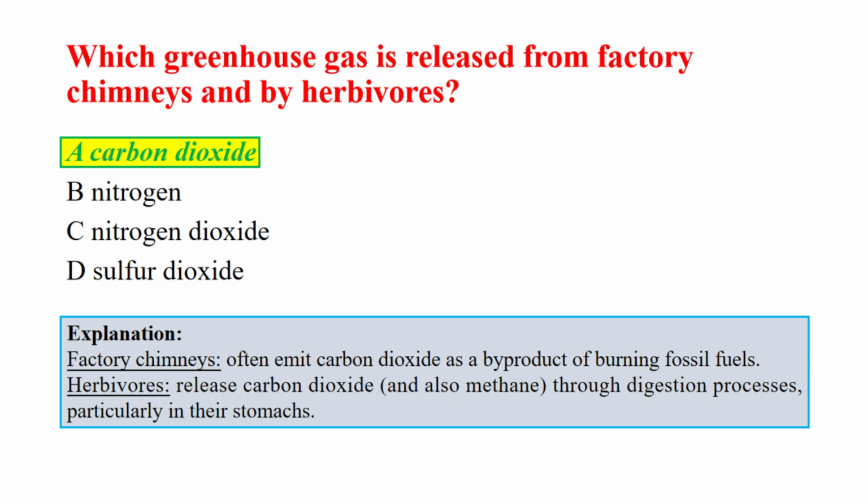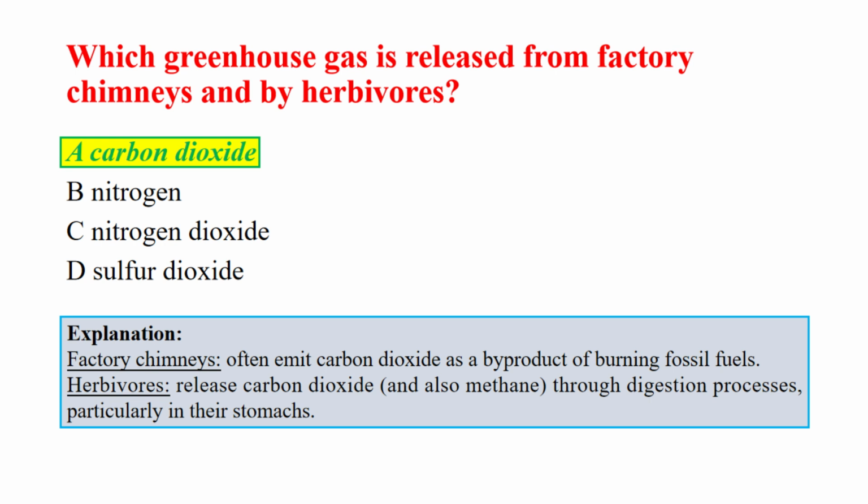Carbon dioxide. Here's why. Carbon dioxide, or CO2, is a significant greenhouse gas released from factory chimneys primarily due to the burning of fossil fuels. This process generates CO2 as a byproduct. But that's not all. Herbivores, like cows and sheep, also contribute to carbon dioxide emissions through their digestive processes. They release CO2 during digestion, alongside another greenhouse gas, methane.